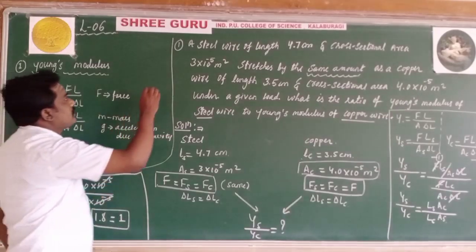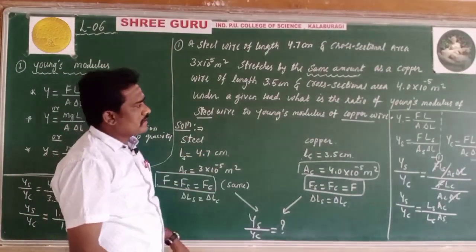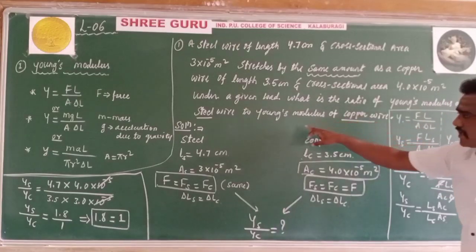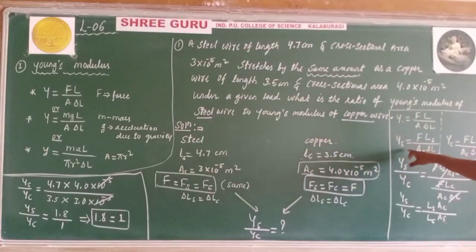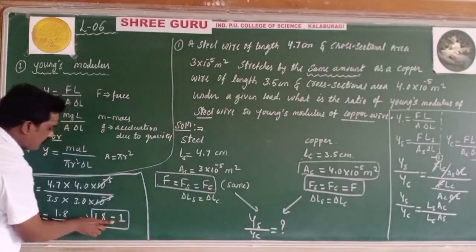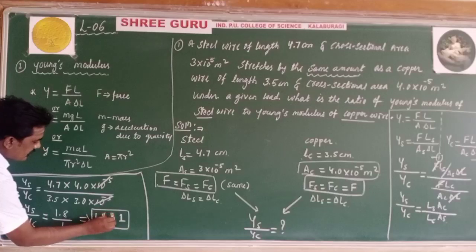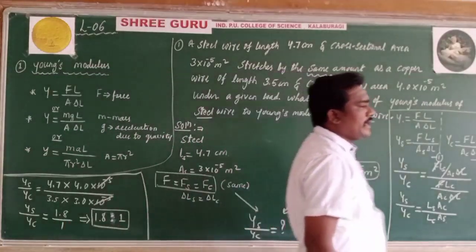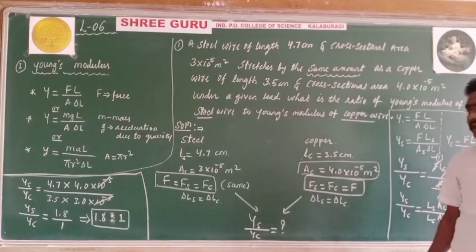Very important, this is the first NCERT numerical. Just keep in mind how to solve numericals. First you mention the given values neatly, then write the formula for the particular numerical. Take that formula, write clearly what we should calculate, make the ratio, and then substitute the given values. We can also write it in ratio form: 1.8 is to 1. The Young's modulus of steel to the Young's modulus of copper ratio is 1.8 is to 1.